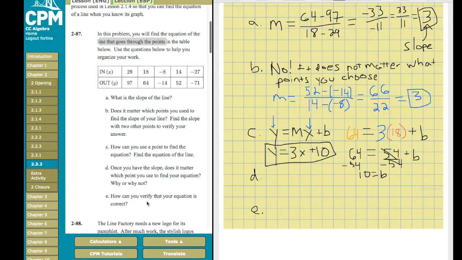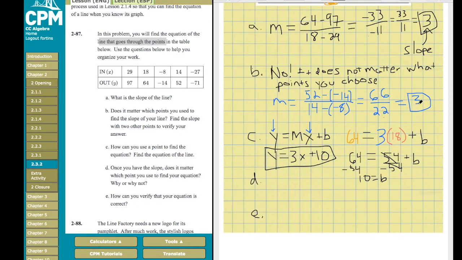All right, part D: once you have the slope, does it matter which point you use to find your equation? Why or why not? So it's talking about, once we have the slope of 3, did it matter what point we used? I used (18, 64). I dropped that in to get my equation, meaning to solve for b. And yeah, it didn't matter which one you use.